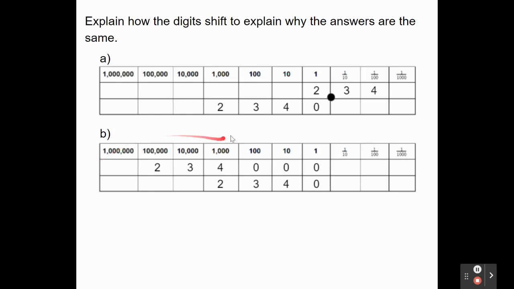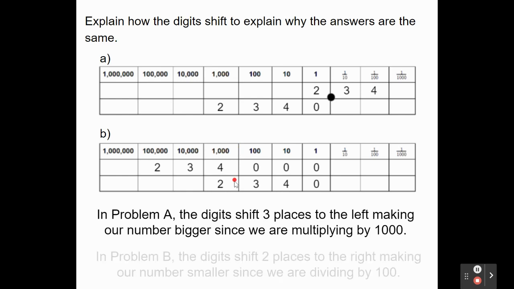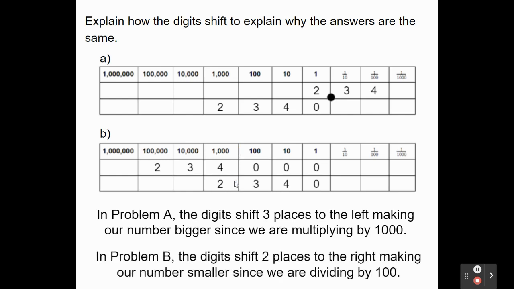In problem A, we started with 2 and 34 hundredths. We noticed that we shift each digit 1, 2, 3 places to the left to make our number bigger. So in our explanation, we can write, in problem A, the digits shift 3 places to the left, making our number bigger since we are multiplying by 1,000. In problem B, we start with 234,000. Each digit shifts 1, 2 places to the right because we are dividing to make our number smaller. So we can write, in problem B, the digits shift 2 places to the right, making our number smaller since we are dividing by 100.